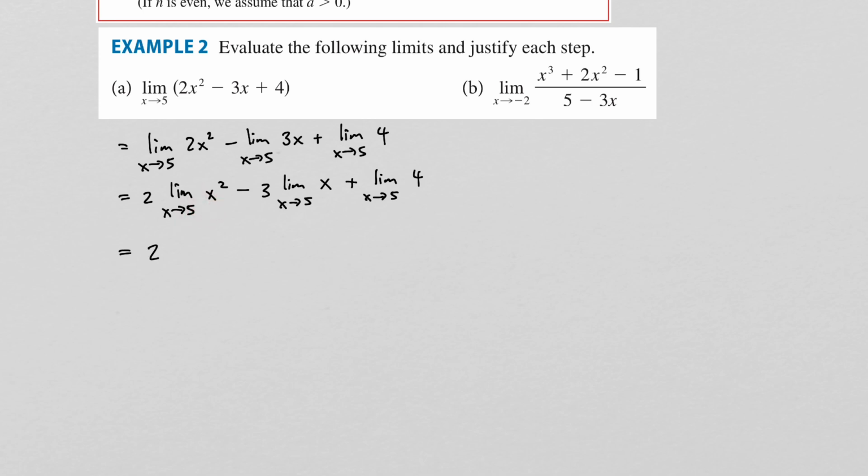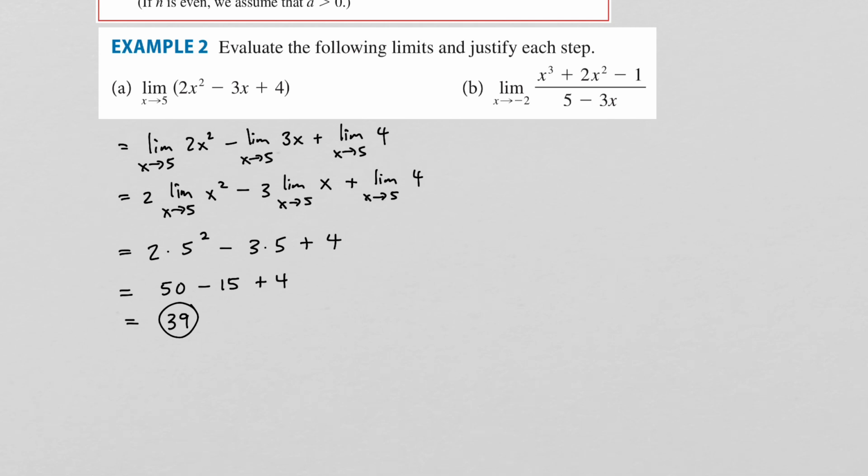So this is going to become 2 times 5 squared minus 3 times the limit as x approaches 5 of x. Again, we just plug 5 in for x, which just gives us 5. And then plus the limit of a constant is a constant. And if you do the math here, we have 2 times 25, which is 50, minus 3 times 5, which is 15, plus 4, and this is 35 plus 4, which is 39.